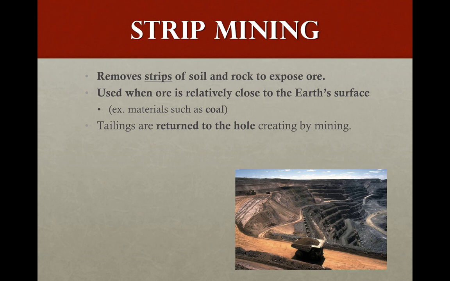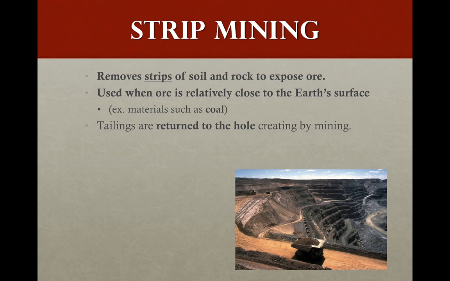Next is strip mining. So strip mining is a type of surface mining. It happens on the top of the earth. And again, they're not trying to trick you with that vocab word. It means removing strips of soil and rock to expose the ores beneath. So strip mining is removing strips of the earth, or tiny thin slices of the earth. This is used when the ores are really close to the earth's surface, so you don't have to go down very far. It's used a lot with coal.